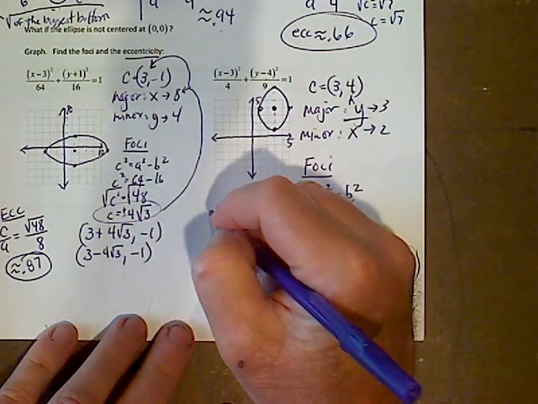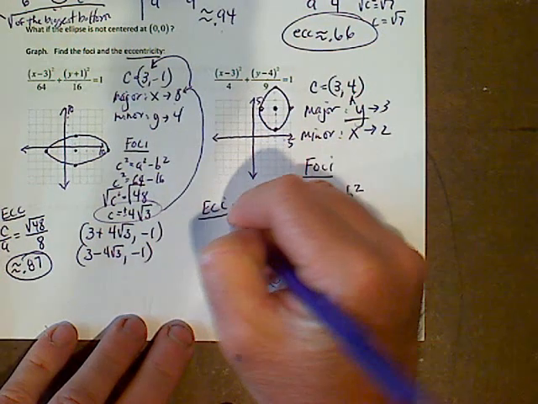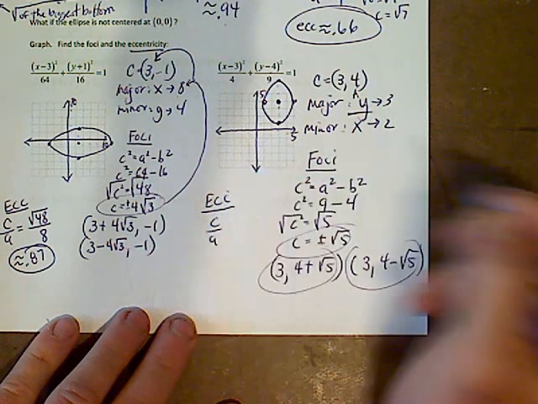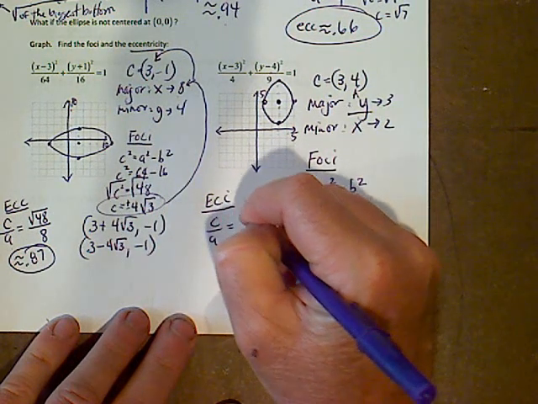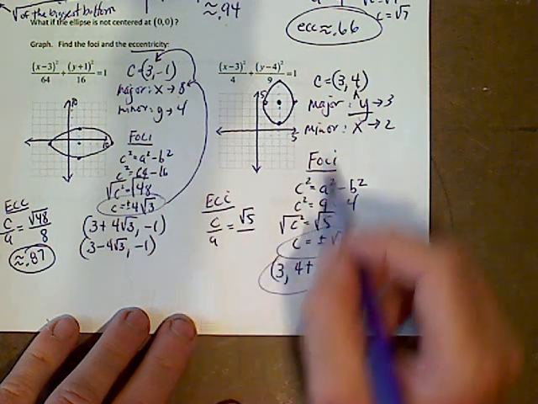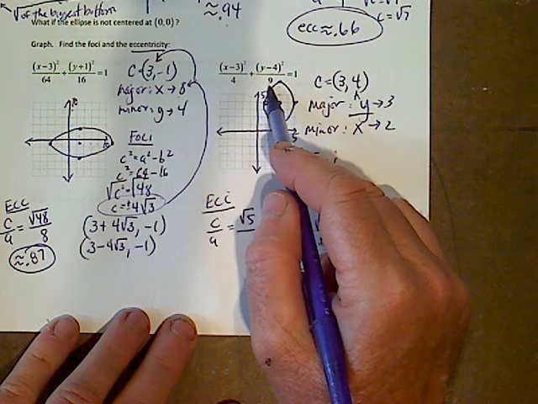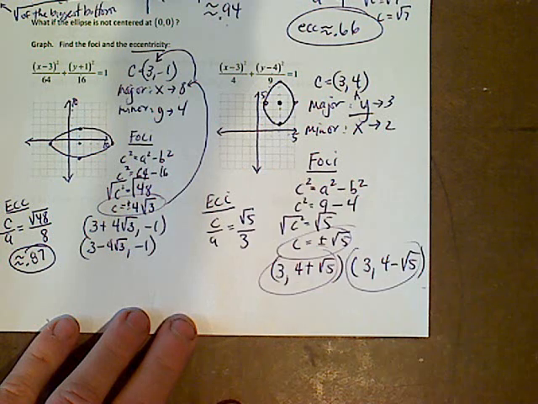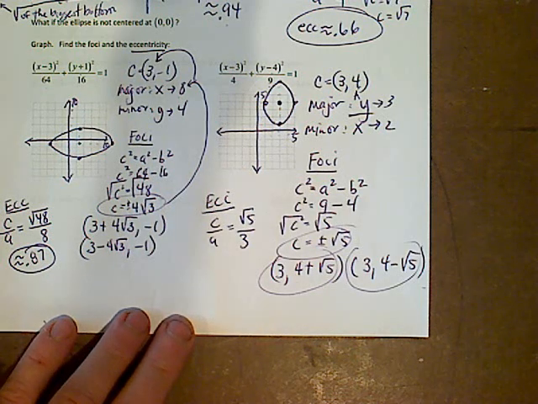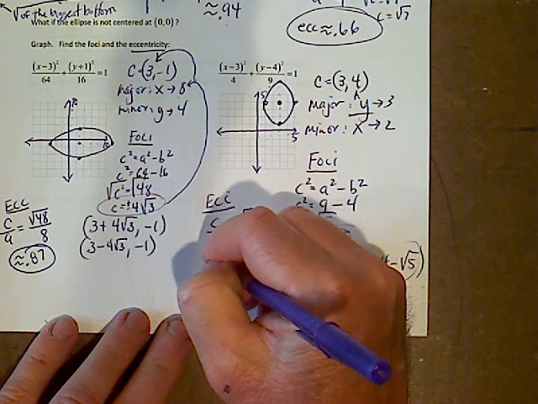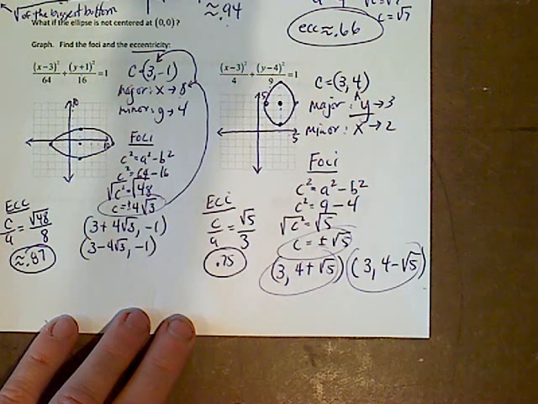Okay? And then whenever they want you to find the eccentricity, you would just do c over a. Well, we already know the c is the square root of 5 over a. A is the square root of the largest bottom. Largest bottom is 9. Square root of 9 would be 3. So you're going to punch into your calculator square root of 5, hit equals, divide by 3, hit equals, and that comes out to 0.75. So 0.75 is your eccentricity.